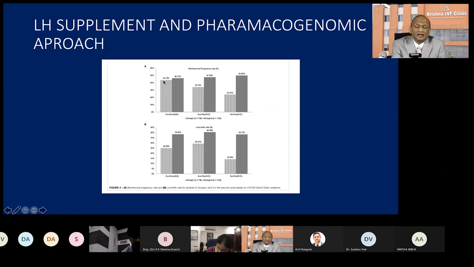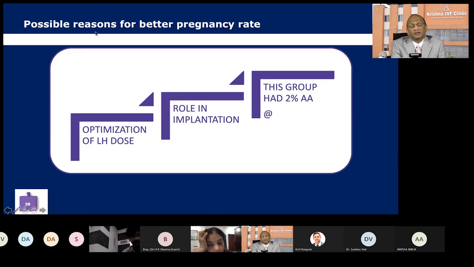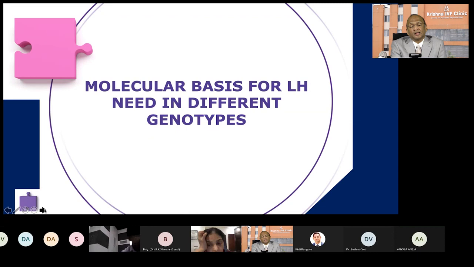We found a huge difference, as seen here. The light gray charts are the first cycles, which had LH supplementation from day 6, and the darker gray had LH supplementation from day 1 based on pharmacogenomics. You see a difference in the biochemical pregnancy rate, and also a significant difference in the delivery rates. In this group we also studied the whole group up to delivery, and the conclusion is that the reason for better pregnancy and delivery is optimization of LH dose and its role in pre-implantation diagnosis.